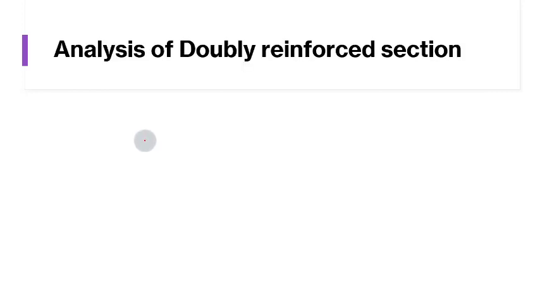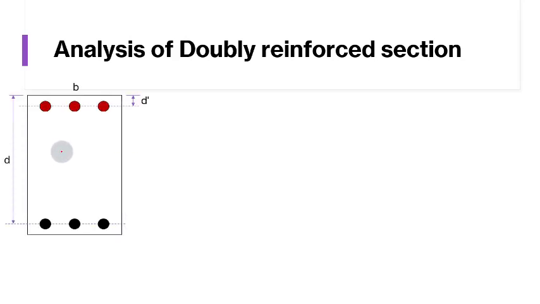Well, now we will study the analysis of doubly reinforced section. For this, we will consider a rectangular section at ultimate limit state. Here we have a rectangular section with tension reinforcement as well as compression reinforcement. This compression reinforcement is placed at a distance d dash, that is the distance between the centroid of the compression steel and the extreme compression fiber in the concrete. Okay, we have the section property that is the width of the beam given as B and effective depth D.